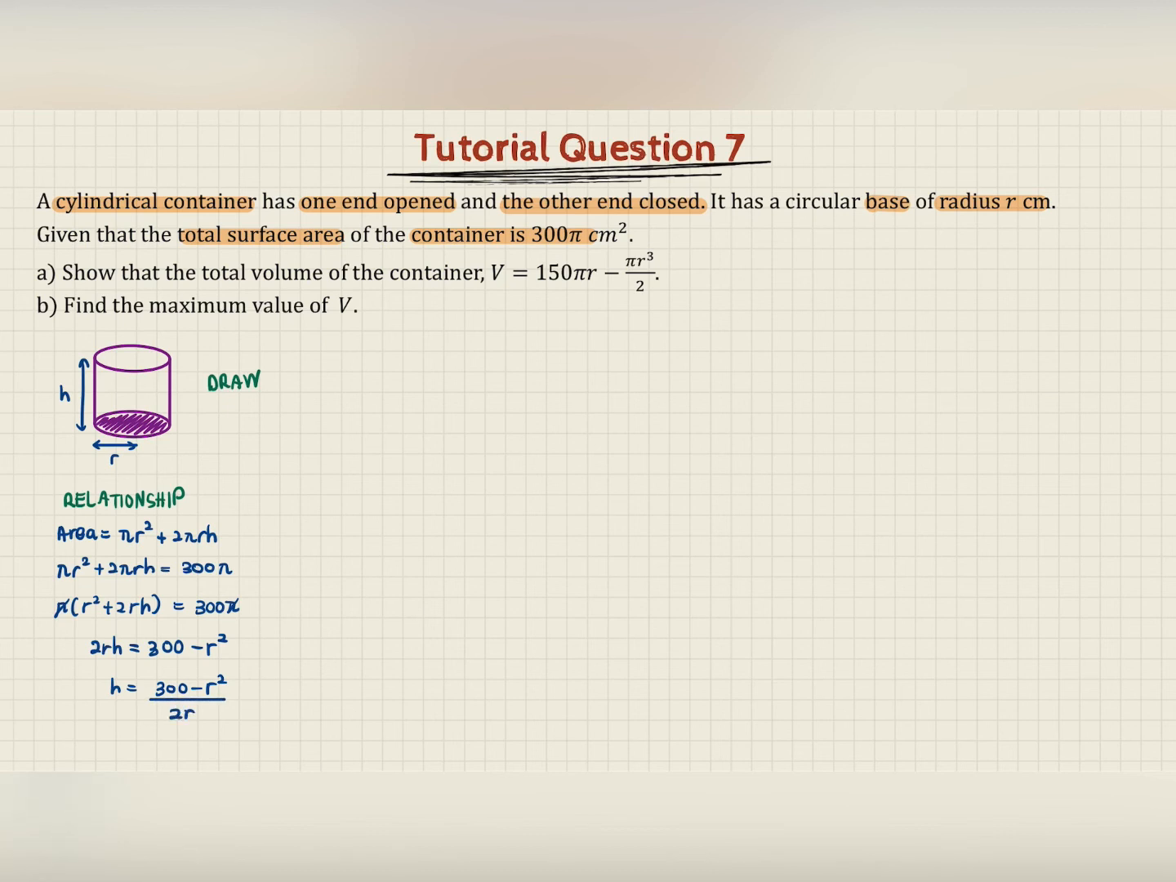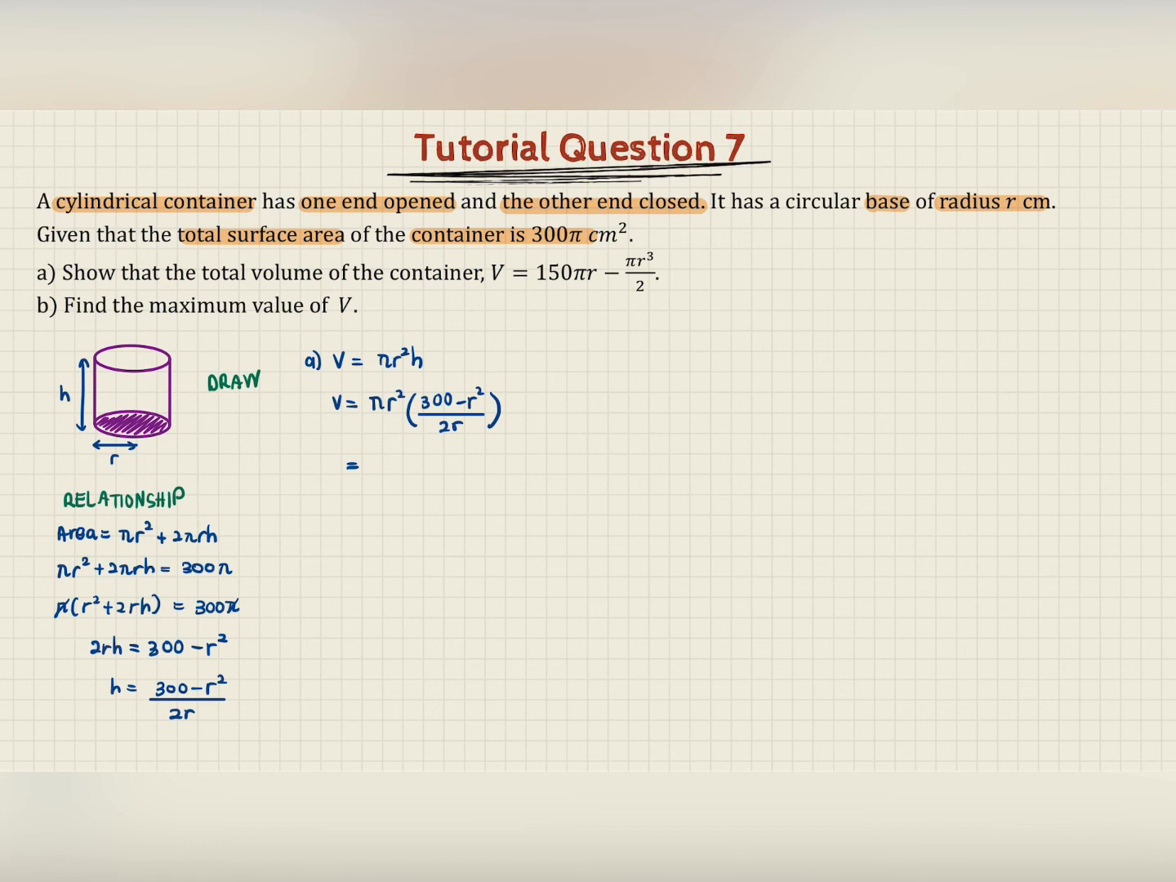Apa kita nak buat dengan H ini? So next is dia minta kita cari volume kan. So A, volume. Apa formula volume? Untuk silinder, pi r square H. Okay, so gantikan H ini dengan H yang kita dapat daripada surface area. So pi r square H, H kita adalah 300 minus r square over 2r. Saya tak sure soalan ini akan keluar lagi ke tak, sebab kita dah soalan objektif kan. Sudah tak ada soalan show-show macam ni.